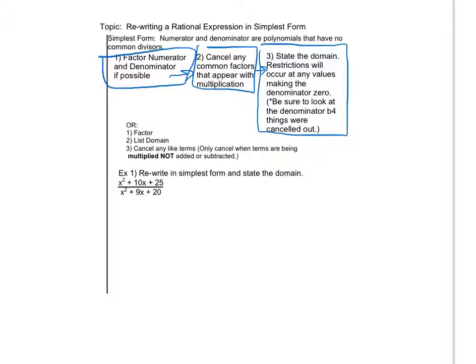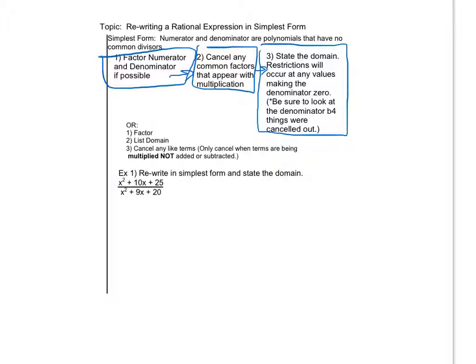Another way that it can be thought of, without it in the flow map, is 1, factor, 2, list domain, 3, cancel any like terms. So if you would rather list the domain before you cancel so you don't forget to look at the denominator before it was canceled, that's another way you can think of it. So either the flow map up there or this list of 1, 2, 3 down here. I have 3 examples to look at. Please do make sure and watch all the way through the third, because the third one is slightly different than the first 2.